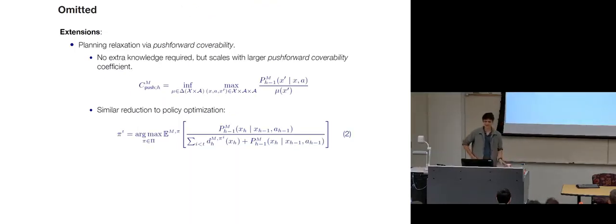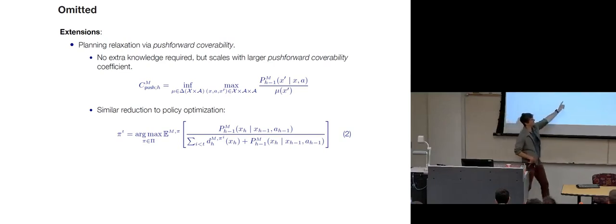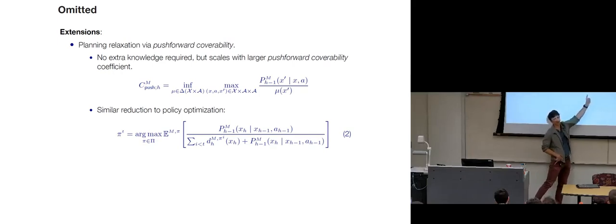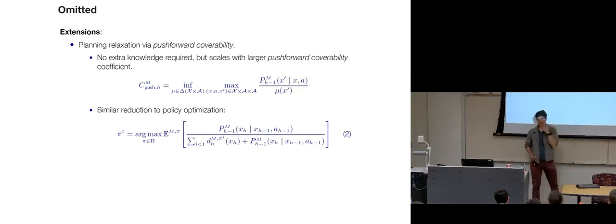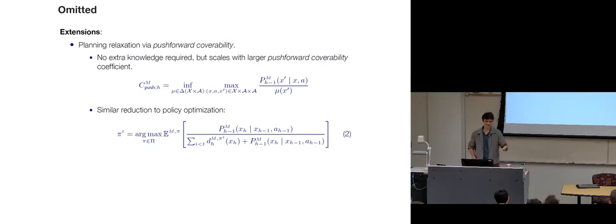Cool. There's a different relaxation that doesn't need knowledge of mu, but scales with a bigger coefficient. This coefficient is called the push forward coverability. It's bigger than the other one, but it's still bounded in the same way. For tabular, it's bounded by X. For latent block MDP, it's bounded by S. For linear, it's bounded by d. But here, in the relaxation, you can just compute this planning problem, and there's no special knowledge required other than the transition matrix, which you have because it's a known model.